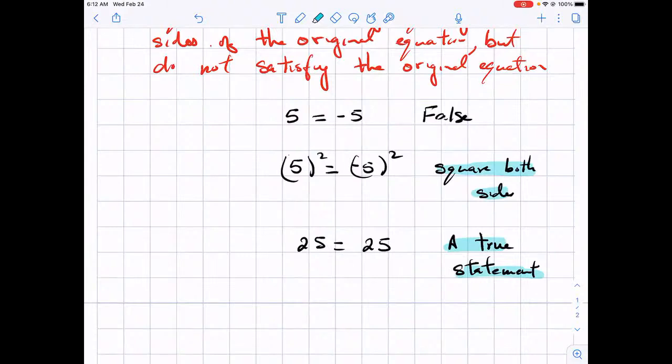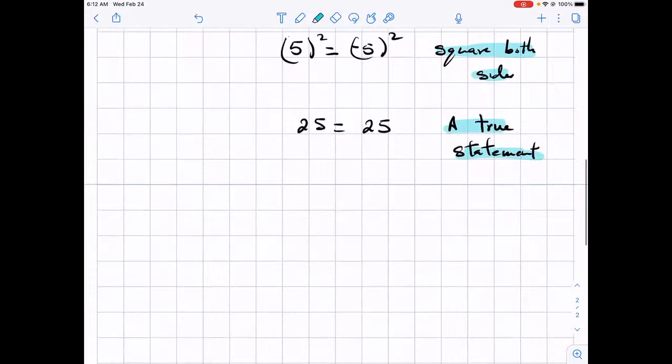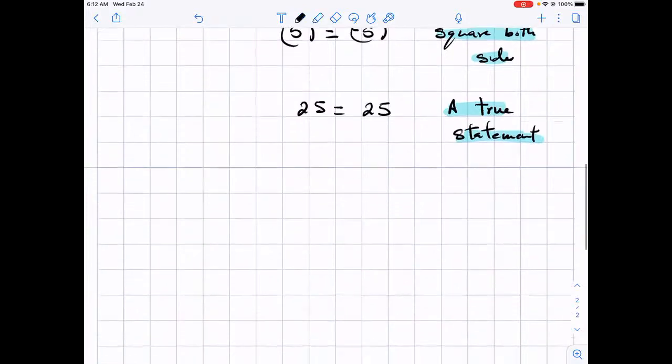So all this really means to us is that you have to check your answer 100%. You must check your answers, because you could have incorporated an extraneous solution. That solution that doesn't work after you square is called an extraneous solution. So let's just jump right into this and do some examples.